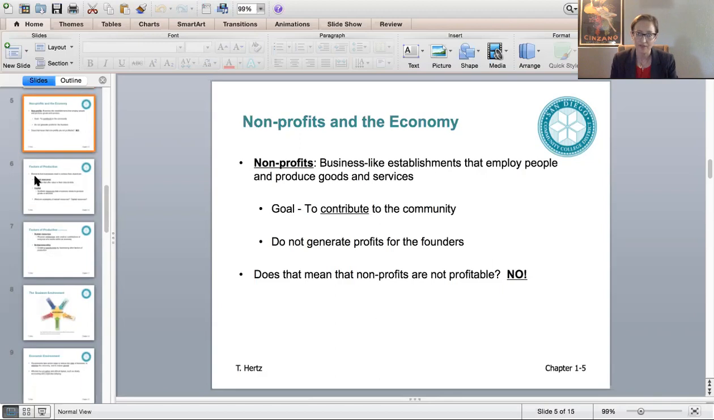So a nonprofit is like a business. They employ people, they produce goods, they produce services, but there aren't owners, right? There aren't owners of nonprofits. Instead, we call them founders, and they become employees of the company. When they make money, they're not generating profits for the founders, and that's why we call them nonprofits. It's those profits and revenues that go back into the business, and it contributes to the community, to society, to the goal of the business.